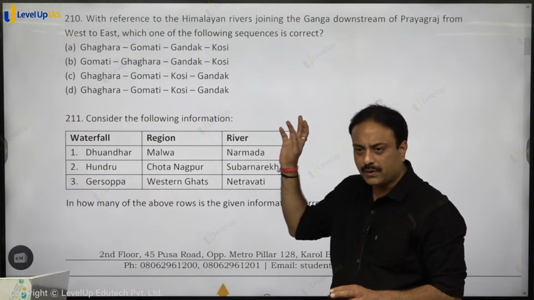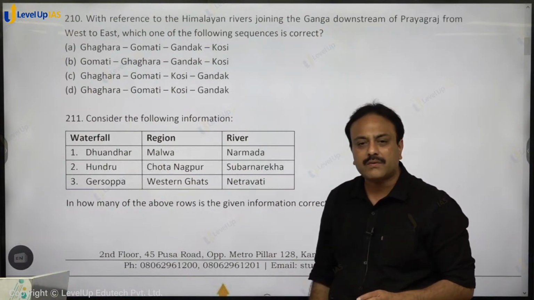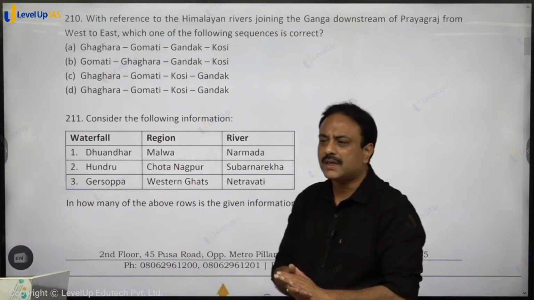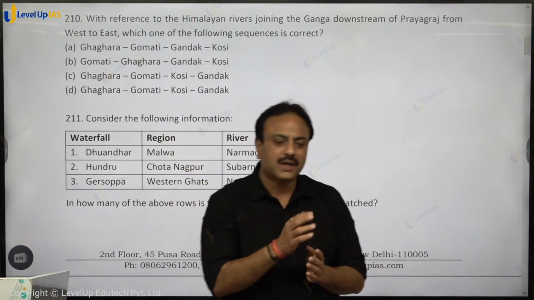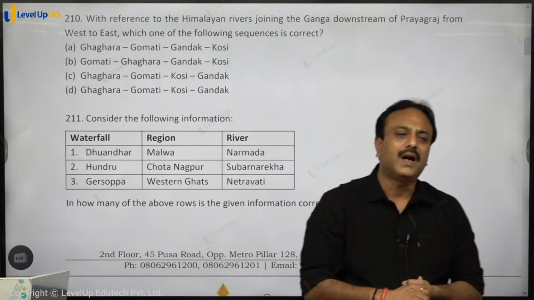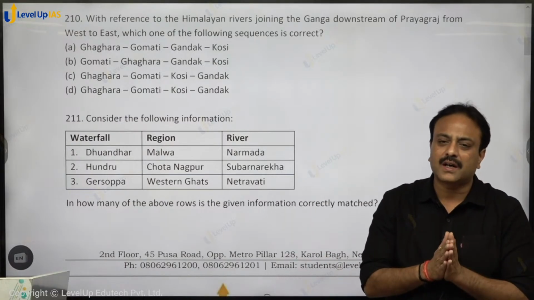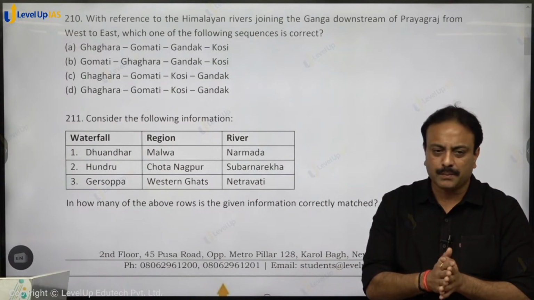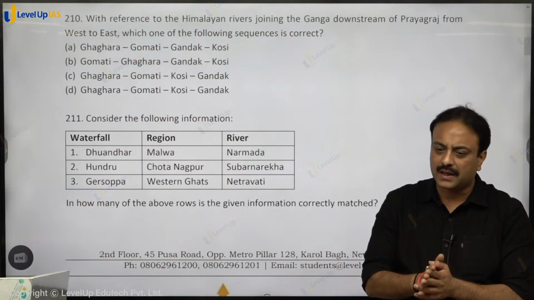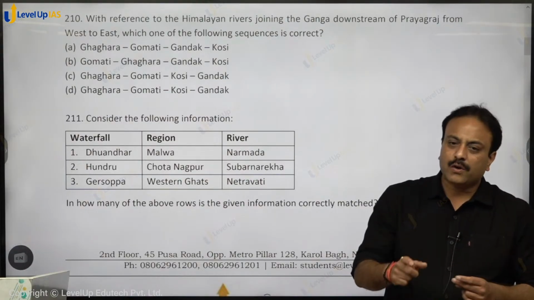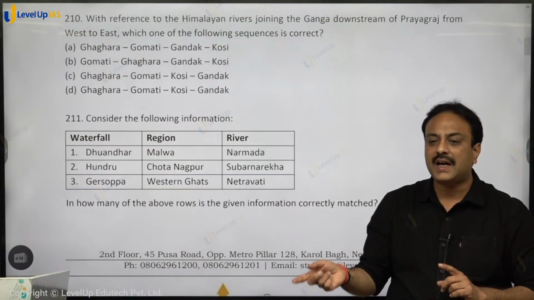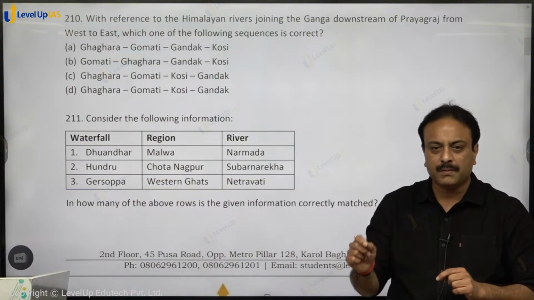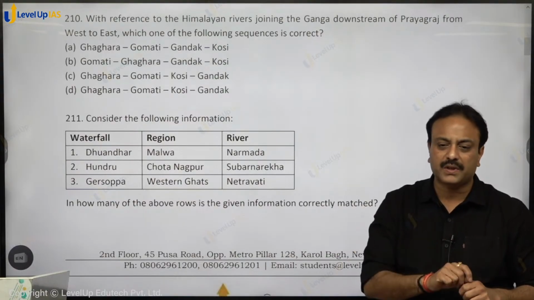If you go to the right bank tributaries of Ganga, there are two major tributaries on the right bank. One is Yamuna. Yamuna originates from a glacier close to Yamunotri and flows downstream. It joins Ganga at Prayagraj. Further downstream, Gomti meets Ganga at Varanasi. So Yamuna meets the Ganga before Gomti.